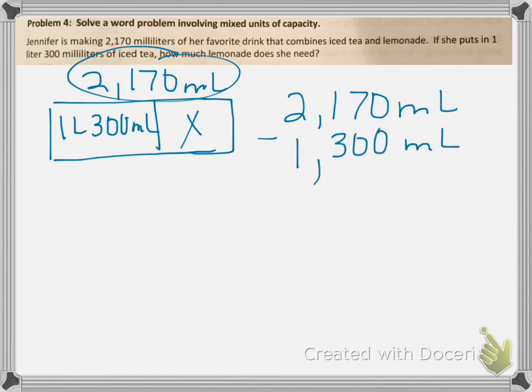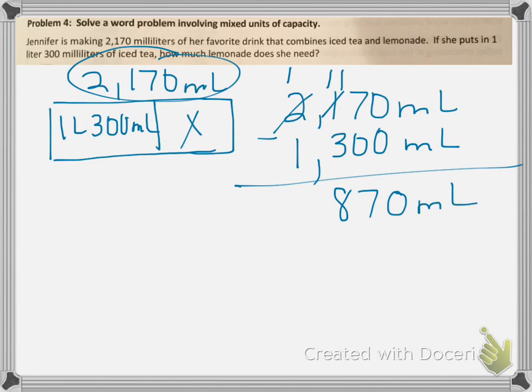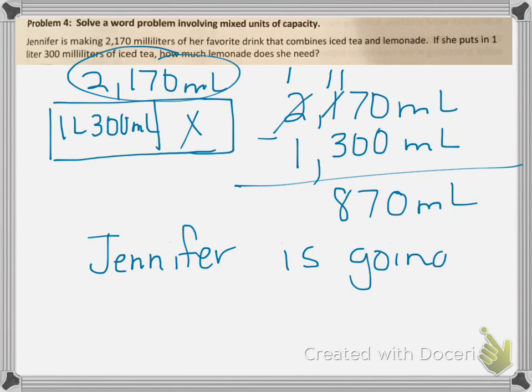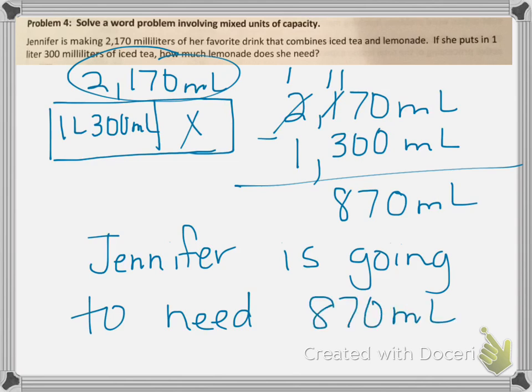Okay? 0 take away 0, 0. 7 take away 0, 7. Exchange this 1,000 for 1,100s. 11 take away 3 equals 8 and 0. So, Jennifer is going to need 870 milliliters of lemonade.